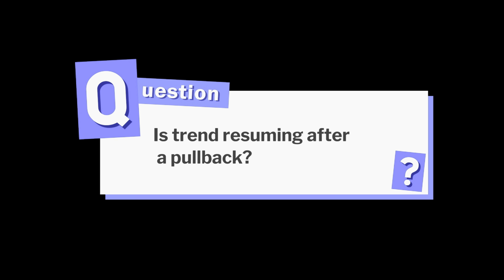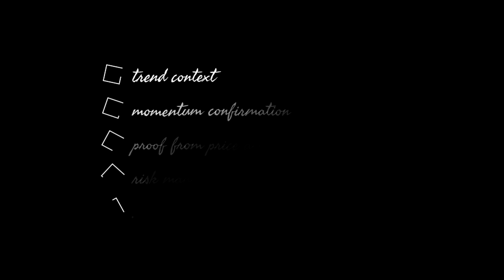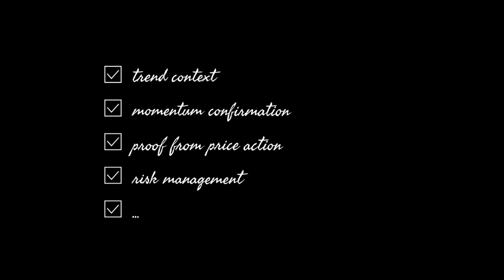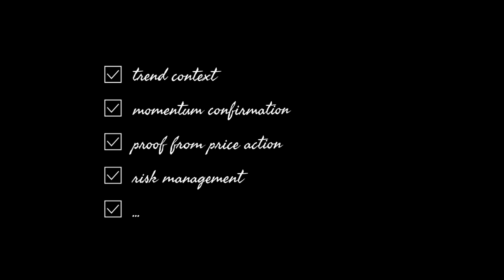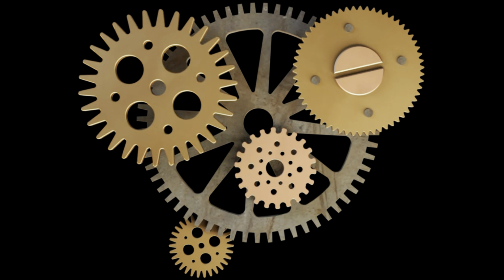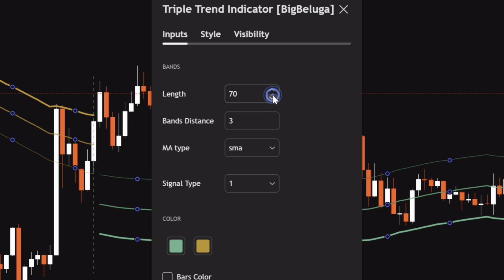What information is missing? To determine whether a trend is resuming after a pullback, we need more than direction. We need additional evidence. First, we need trend context. Second, we need momentum confirmation. Third, we need proof from price action. And finally, we need risk management. Before moving forward, set the triple trend indicator length to 45. That setting will be used throughout this example.